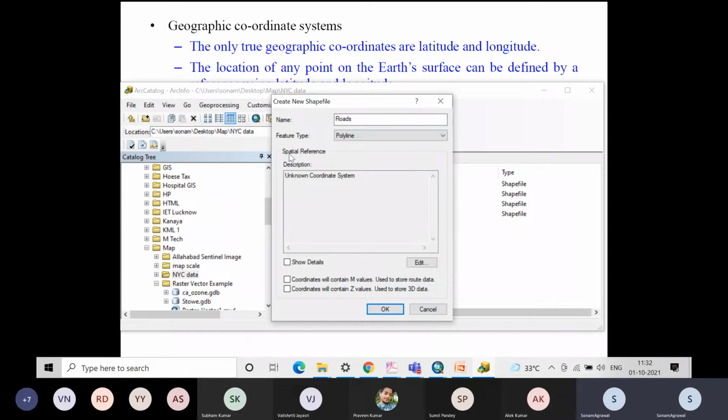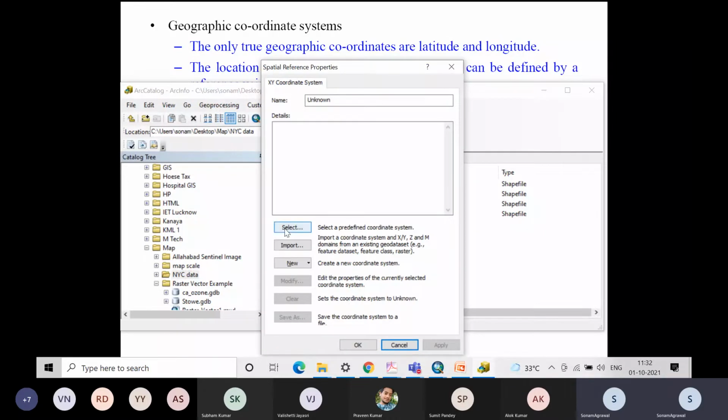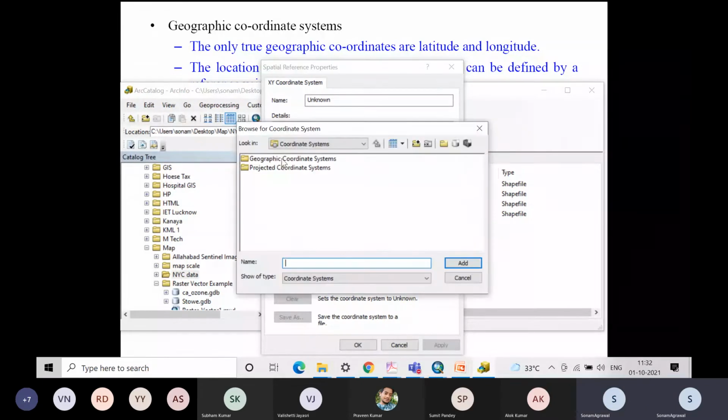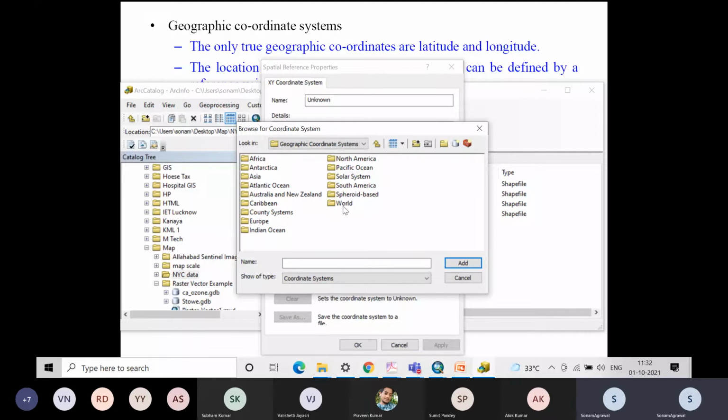In that one, you have to give the spatial reference. There is a different section for this. Right now the description is unknown coordinate system. I need to give some coordinate system. So when I'm selecting, I'm getting two options over here, geographic coordinate system or projected coordinate system. So I'm going to the geographic coordinate system.